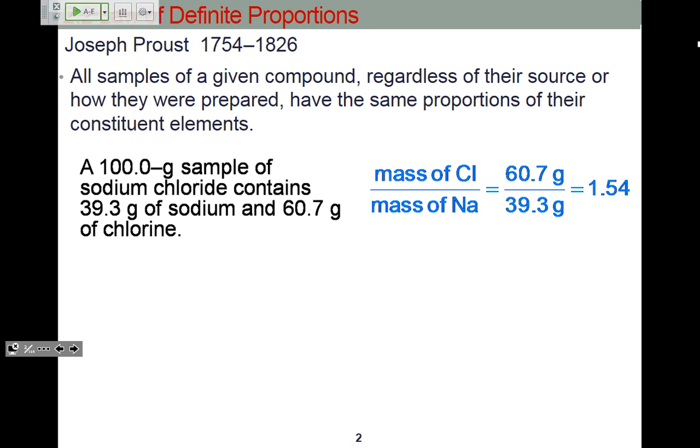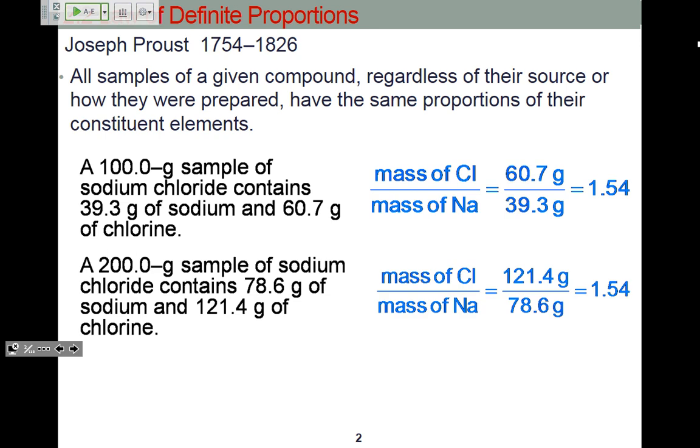So if we are looking at sodium chloride, if we have 100 grams of sodium chloride, and we have 39.3 grams of sodium and 60.7 grams of chlorine, if we compare our mass of chlorine to our mass of sodium, we have 1.54. Now, if we have a 200 gram sample, the amount of sodium and the amount of chlorine, when we look at that ratio, is still going to be 1.54. And why is that? Well, we know now that's because sodium chloride has the same formula no matter how much of it we have or where it comes from.